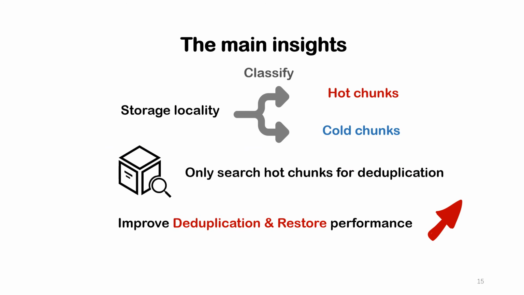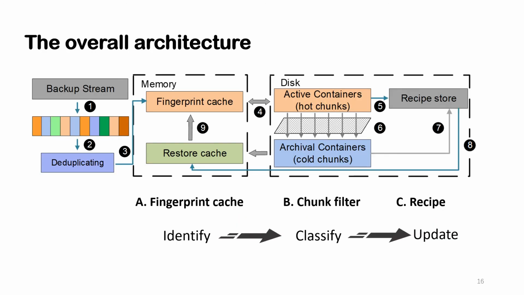In our work, we leverage this observation to classify the hot and cold chunks by only searching hot chunks and storing the hot chunks together. We improve the deduplication and restore performance. Our overall architecture contains 3 main components, including a fingerprint cache, a chunk filter, and a new recipe store.